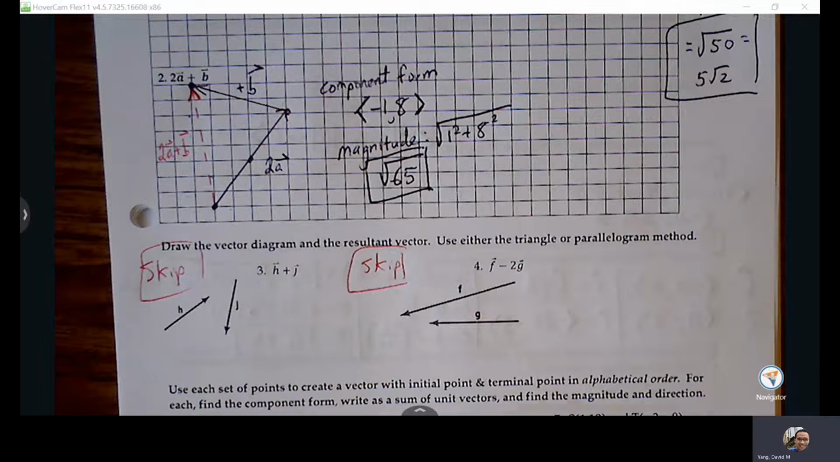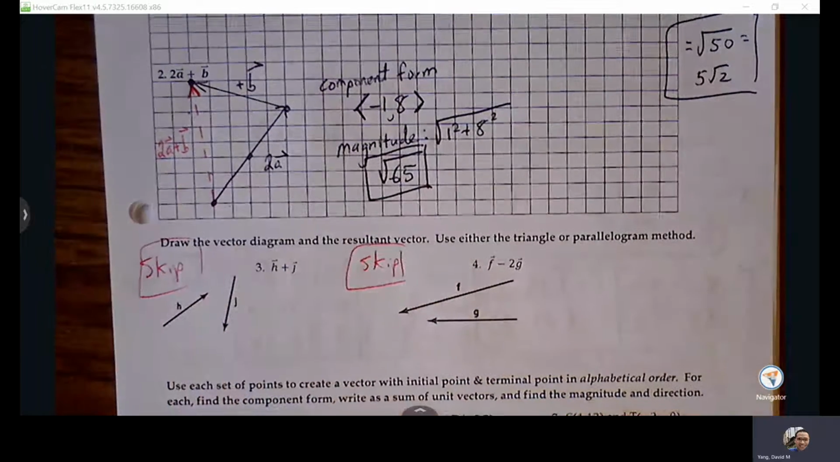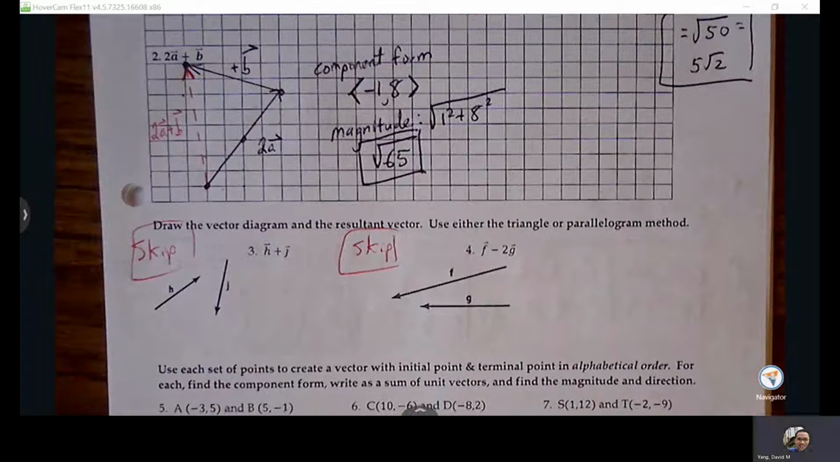Okay, we're going to skip the next 2. You're not going to have to draw a vector diagram free form like this. Okay. All right, so try 5 through 7.